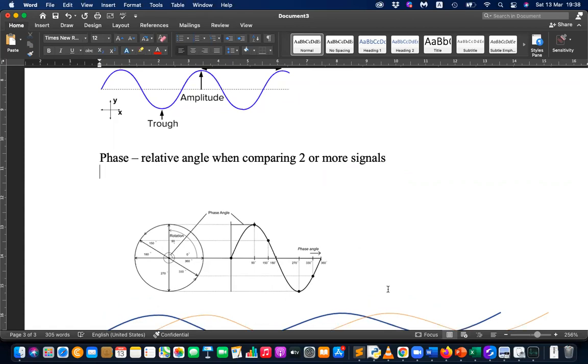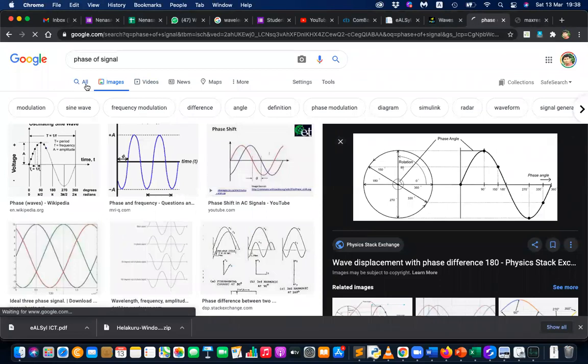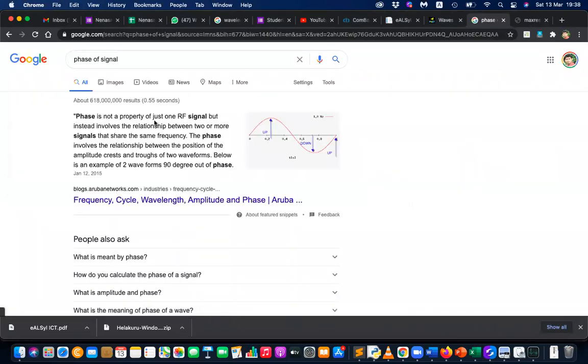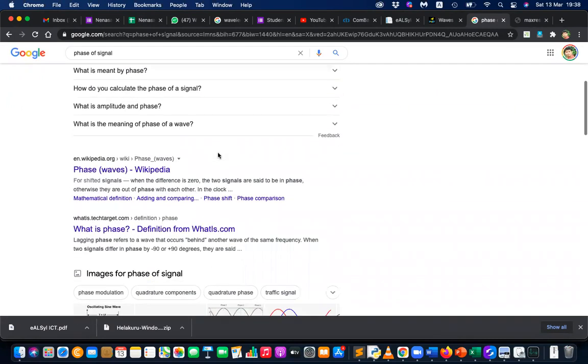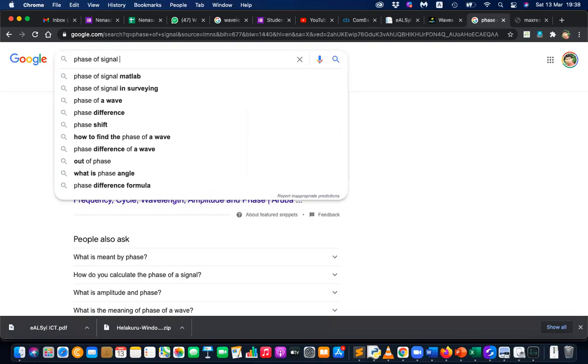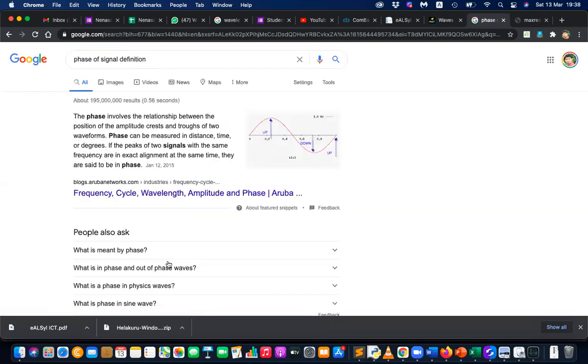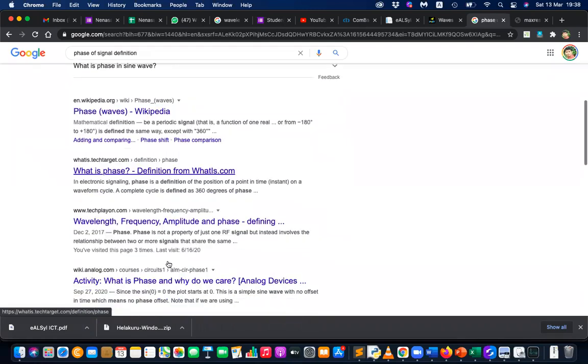But if you search the internet, there's a standard definition. So let's see this standard definition also. Phase of signal definition. Let's search for the definition, but here no single sentence definition.